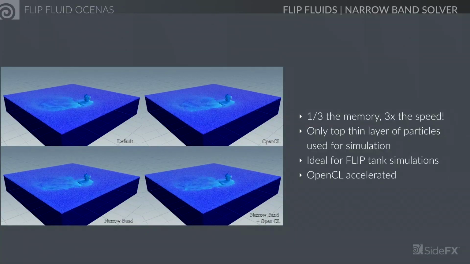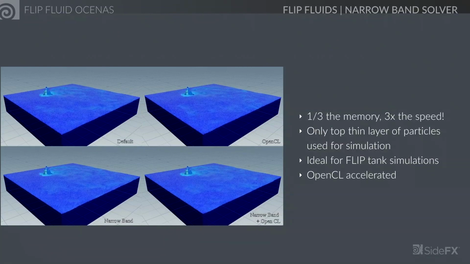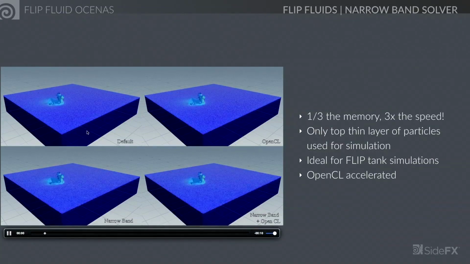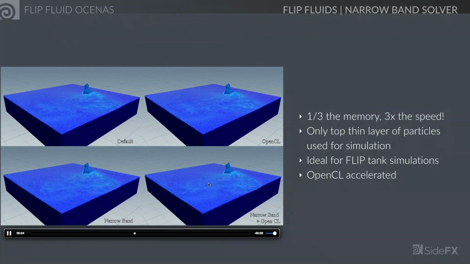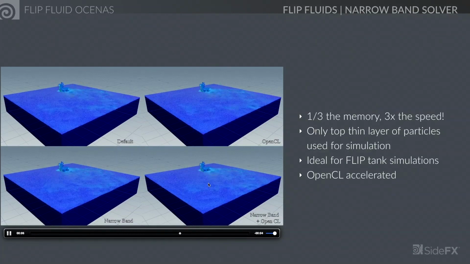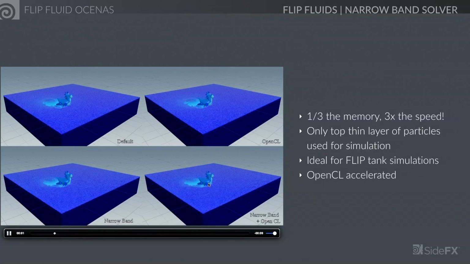And another thing that we did with narrow band is we can now distribute it. But in this case, we're showing a single tank. On the upper left-hand side is a full tank, and the lower right-hand side is narrow band. So you can see narrow band with OpenCL acceleration. Slightly different look to the simulation, but the performance is much, much faster because you're dealing with far fewer particles.